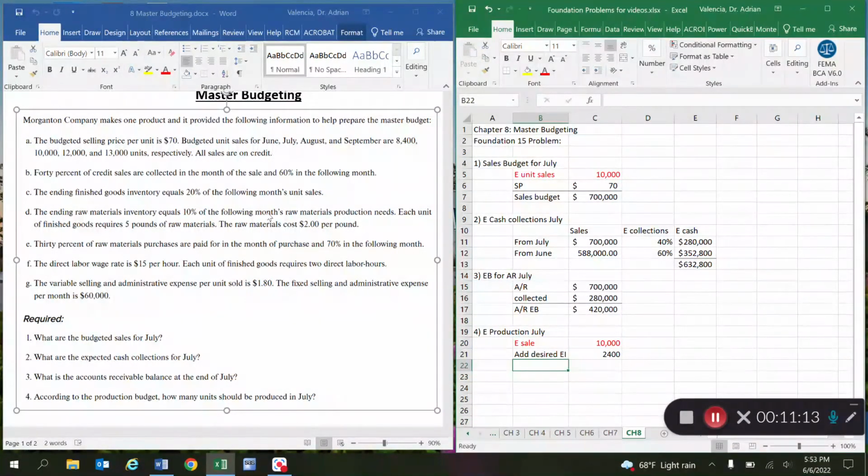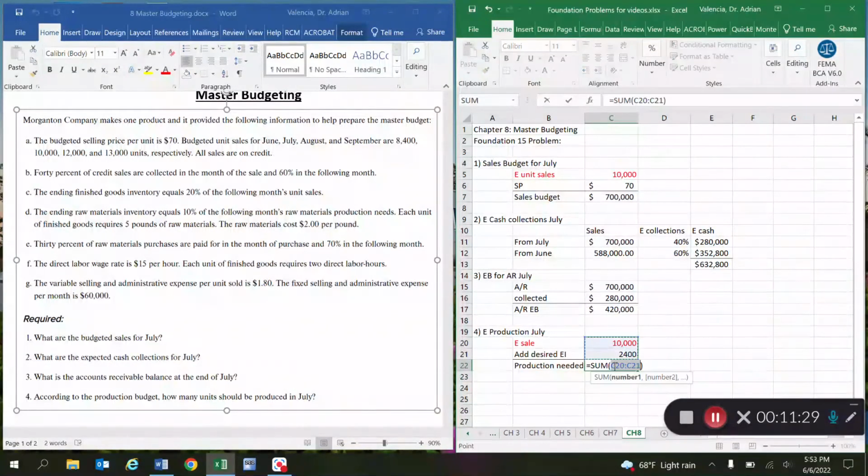So what does that mean? It means that we need to produce, or we need in total, okay, production needed. Let me expand this column here. It's going to be 12,400. Okay. Now, if we had no inventory from last month, then this is what we would produce. But a lot of times we're going to have already some existing inventory. So I'm going to subtract any existing inventory, because if it's already there, then we don't need to produce it.